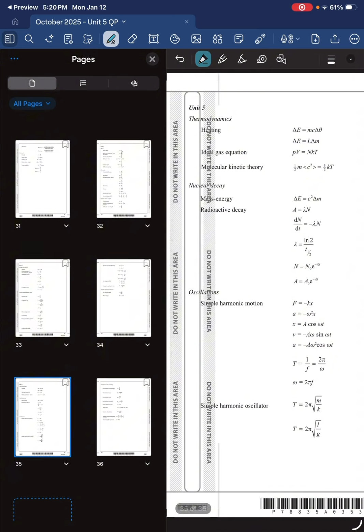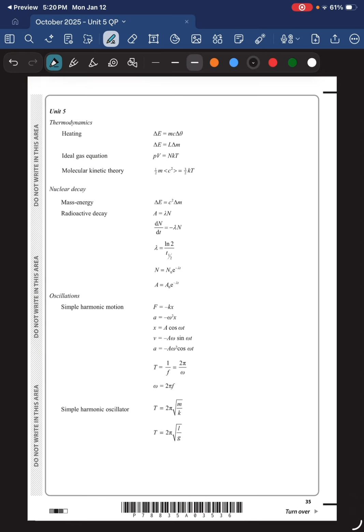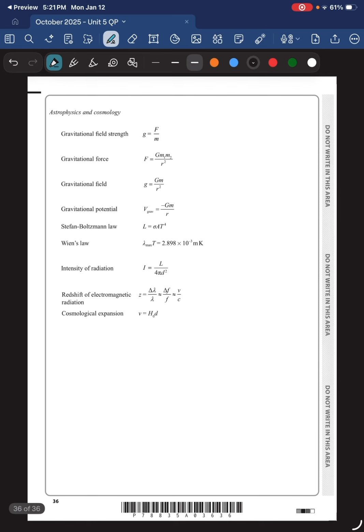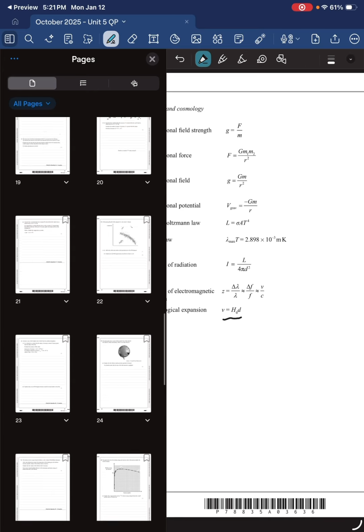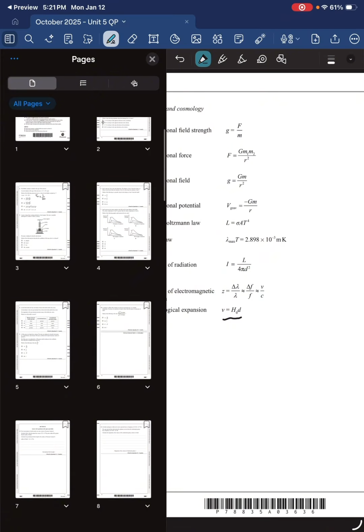Okay, this is unit 4, unit 5, astrophysics and cosmology. They actually don't give you that. They give you just the cosmological expansion. So you actually have to remember this, okay?